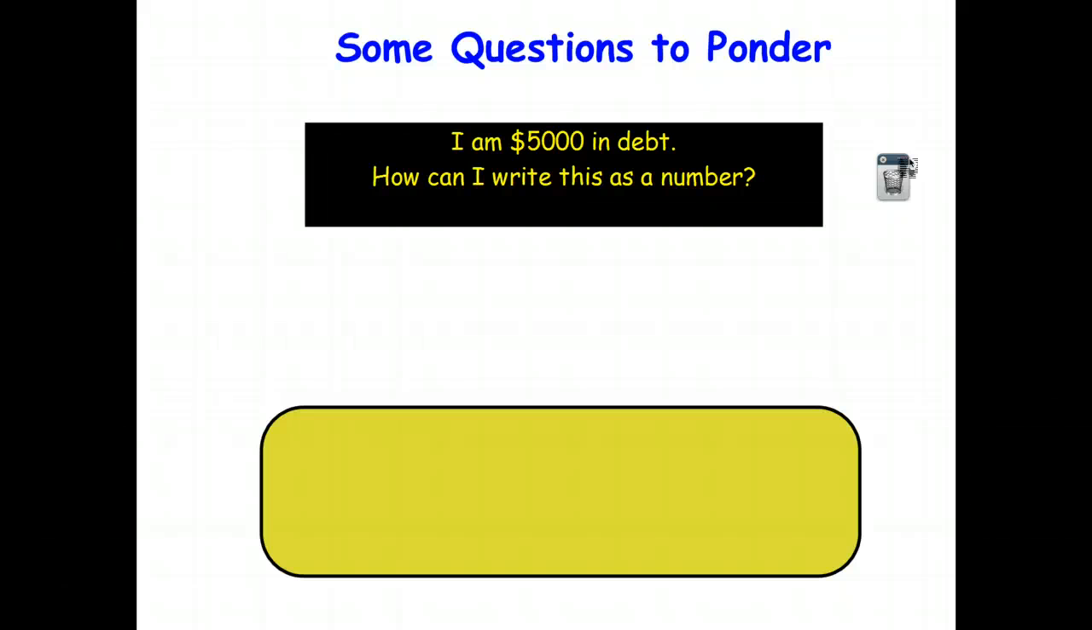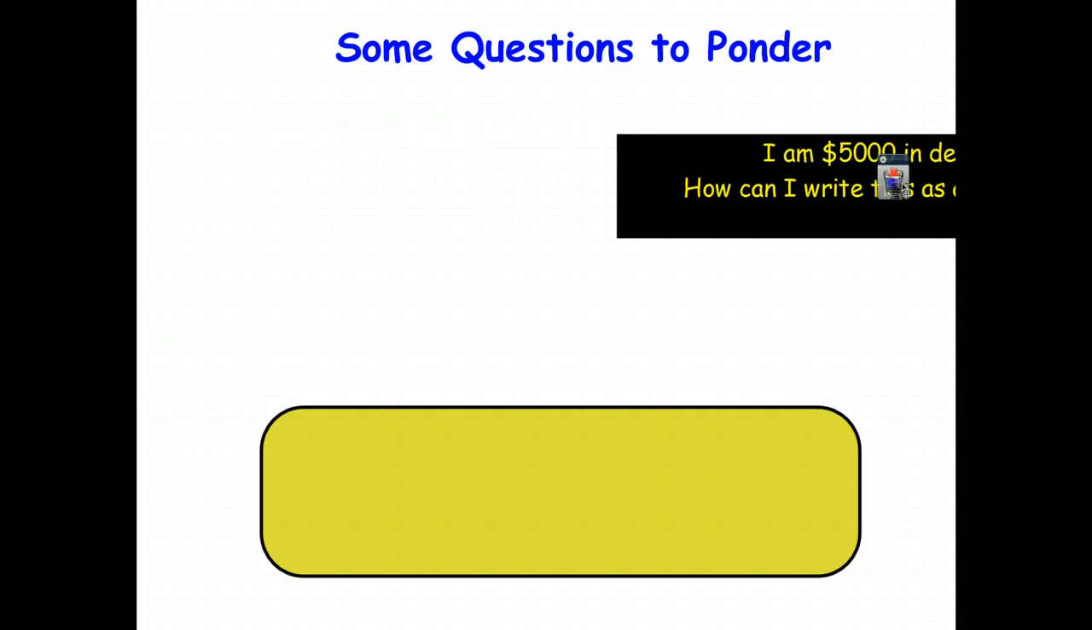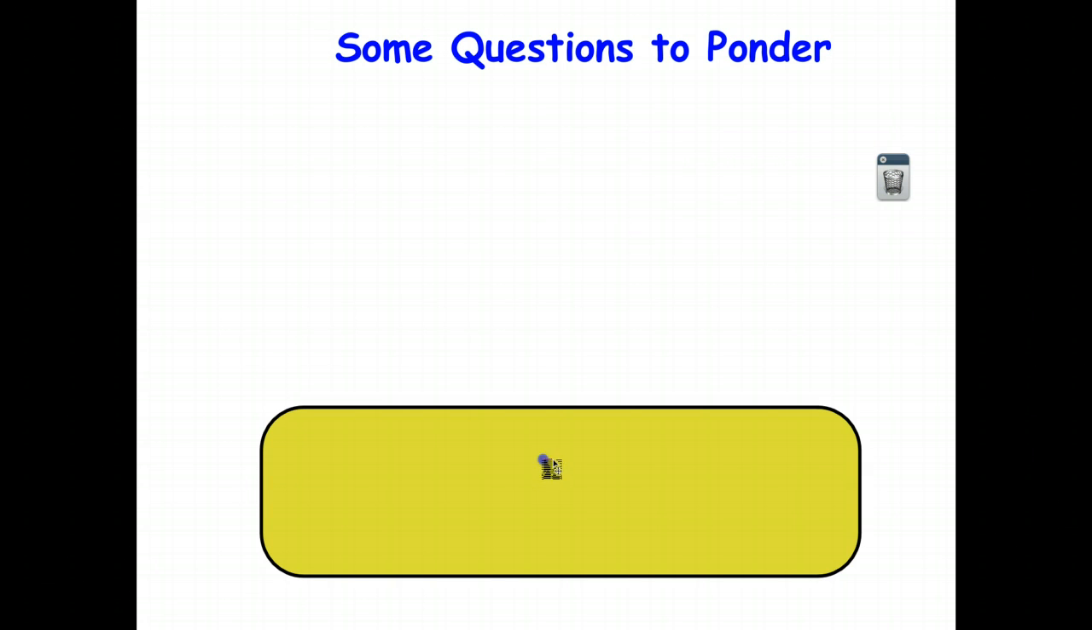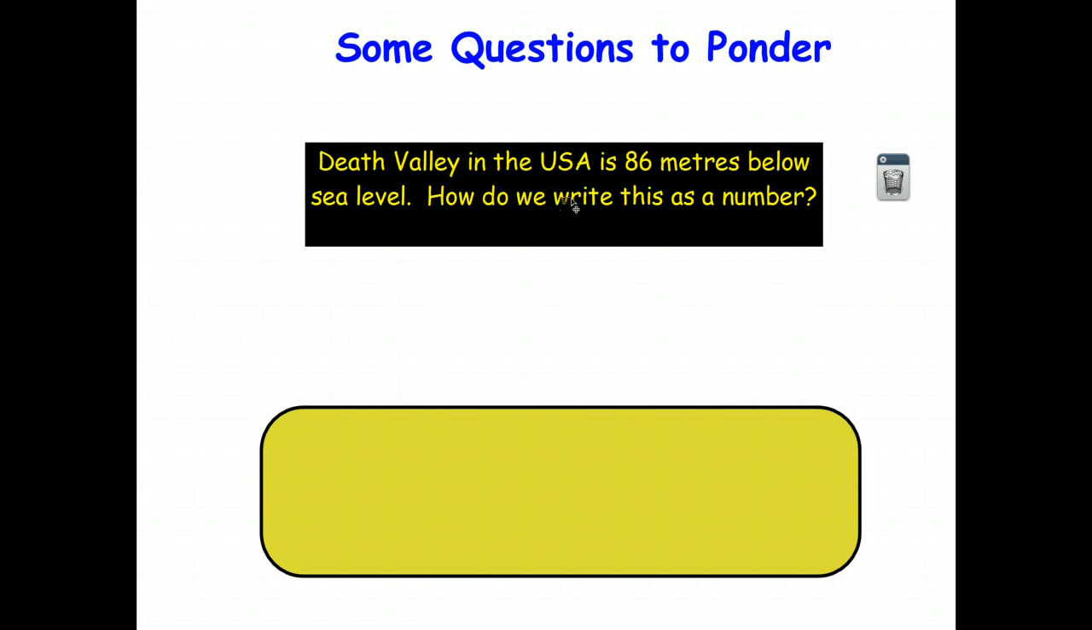So one way of looking at integers is to think of them as money. So if you have money in the bank, you've got a positive amount. If you've got a debt, then it's a negative amount. Now, for each of these questions, what I suggest you do is stop the video, have a go yourself, and then see if your answer is correct.